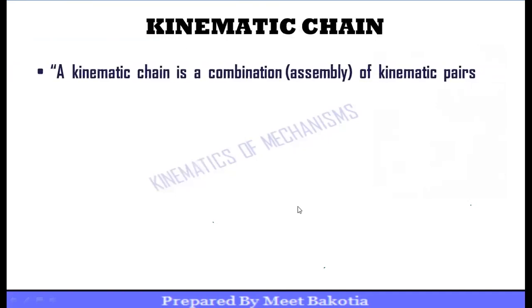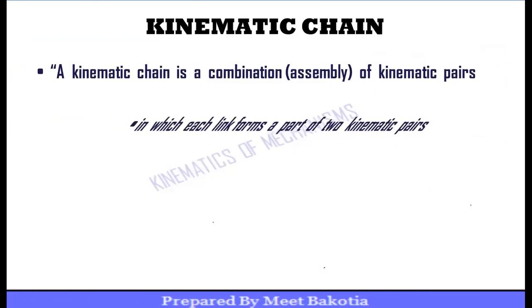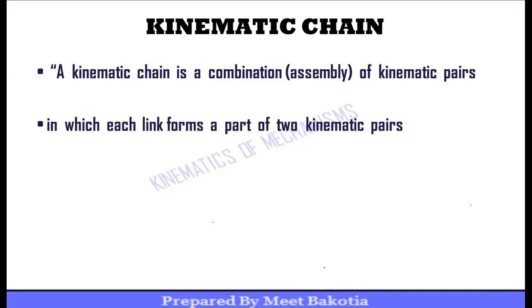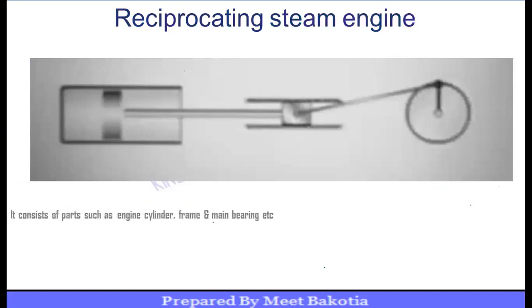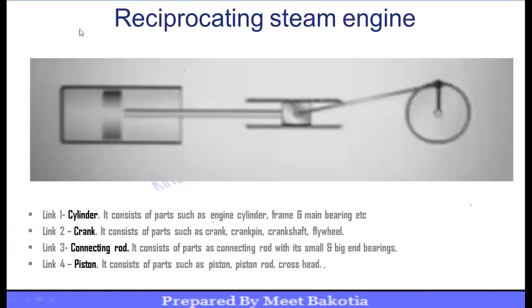Moving ahead, the next term, or say the next definition which is asked in your university exam, is kinematic chain. So a kinematic chain is actually a combination of kinematic pairs in which each link forms a part of two kinematic pairs, and the relative motion between the links is completely or successfully constrained motion. So this is an example of the kinematic pair. You can see here the connecting rod, right? One pair is crank and connecting rod, the other pair is piston and connecting rod, right?